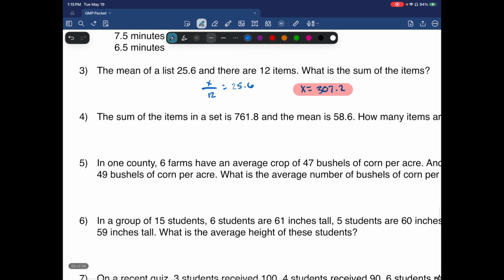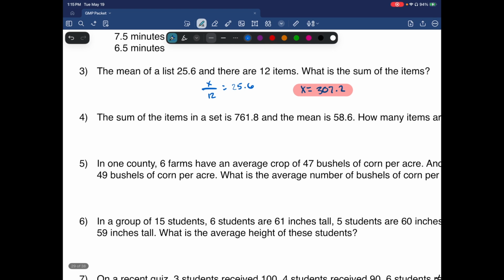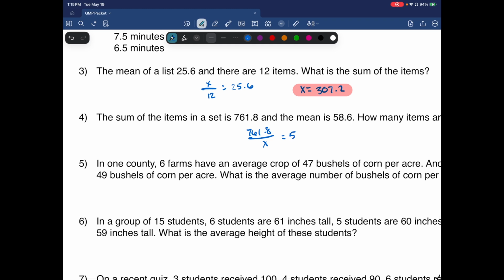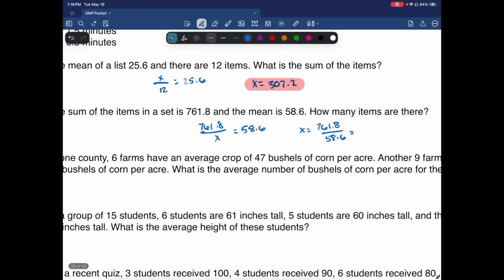The sum of the items in the set is 761.8 on top, and the mean is 58.6. So I don't know what I'm dividing by. I'm trying to figure out how many items are in the set, but my mean is going to be 58.6. So you multiply both sides by x, divide by the 58.6, and so x equals 761.8 divided by 58.6, which gives you an answer of 13. So that's 13 items in that set.